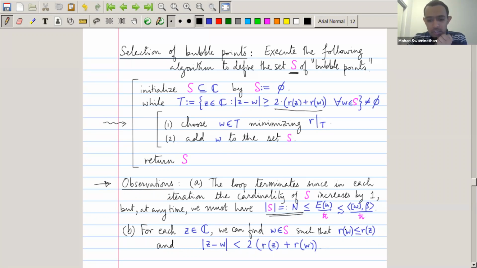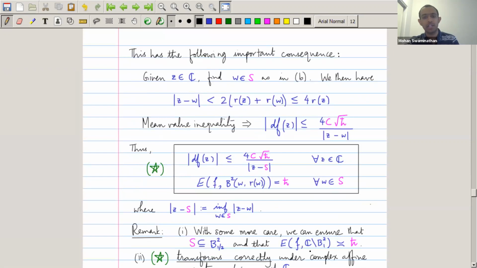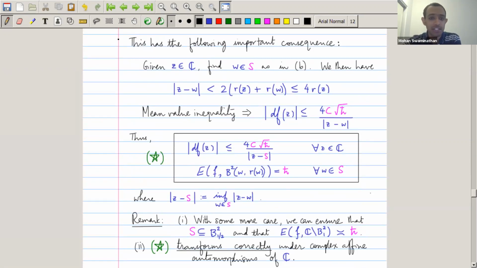And because we were picking these using a greedy algorithm, this tells us that for any other Z in C, you can find one of these bubble points W in S, so that the radius at W is smaller than or equal to the radius at Z, and the 2R balls centered at these 2 points actually intersect one another. Okay, so now combining this with the mean value inequality. In the interest of time, I will skip this and note that it's just a simple consequence of the mean value inequality that we get a gradient bound on F, which basically is governed by the distance.